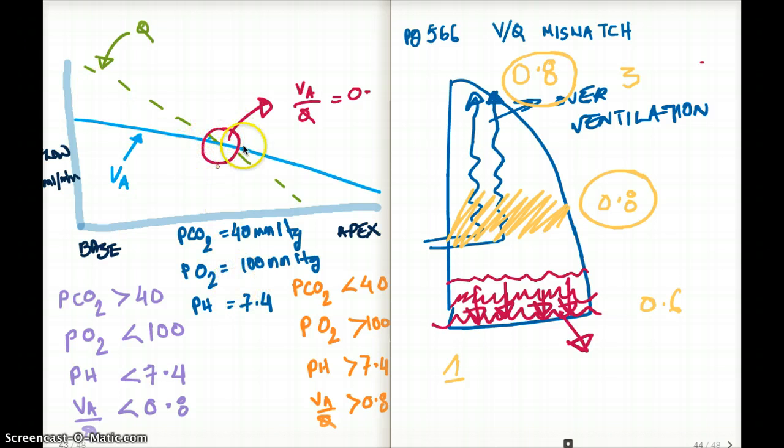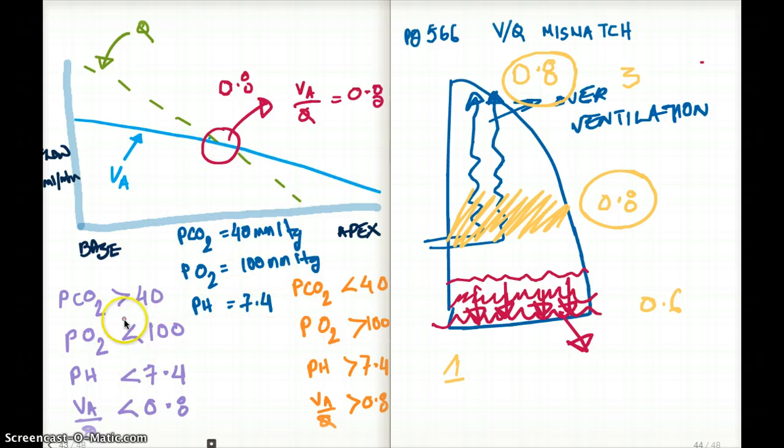And here, where the two graphs cross, that's where the ventilation perfusion ratio is going to be close to 0.8. At this point, we're going to have 0.8, right? Ventilation perfusion is going to be 0.8, almost approximately 1.